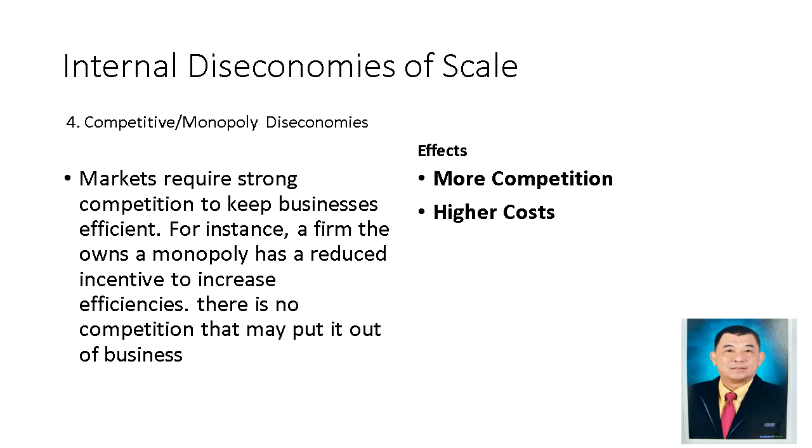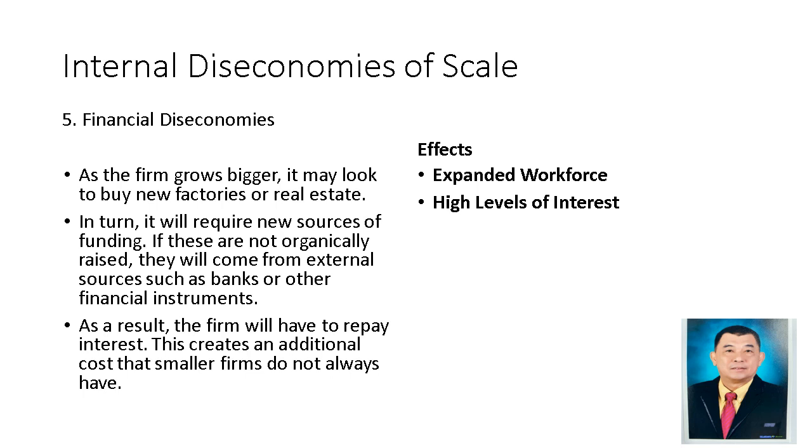Higher cost. What is this? Companies that have significant market share usually have thousands of employees. As a result of its strong positioning, it may find management does not have the same incentives to implement universal efficiencies within the firm. And the last of the internal diseconomies is financial diseconomy. Again, as the firm grows bigger, it may look to buy new factories or real estate, increasing their assets, their capital, and in turn, it will require new sources of funding.